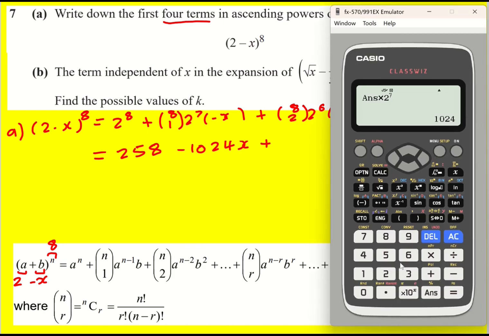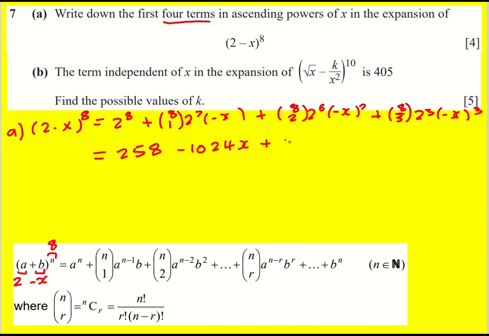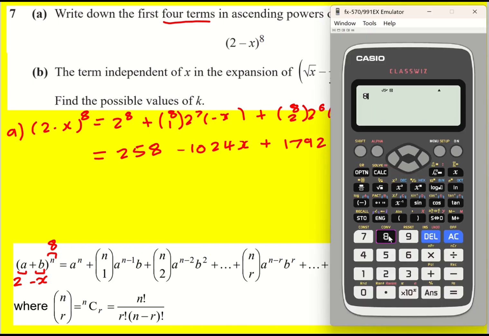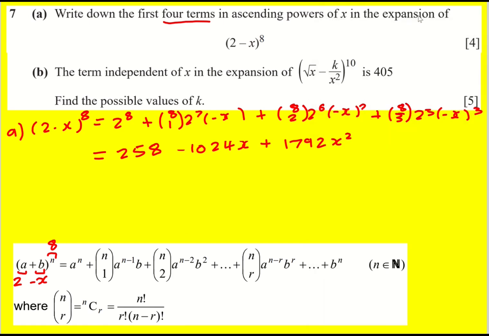The next one is 8 choose 2, multiplied by 2 to the 6, 1792. And then it becomes x squared when I square it with the minus x. Finally, 8 choose 3 times 2 to the 5. Again, 1792, but this time it's minus. And that is going to be our answer.